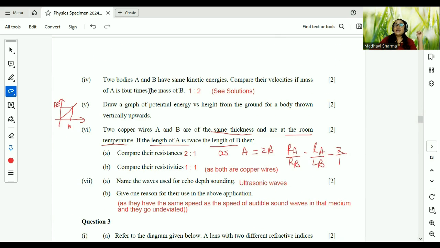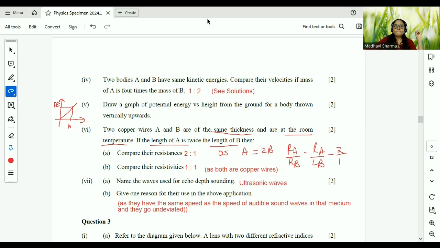Two bodies A and B have same kinetic energies. Compare their velocities if mass of A is 4 times that of mass of B. Yes, 1 is to 2. I have solved it separately with my students. Let me show it to you how I just did it.